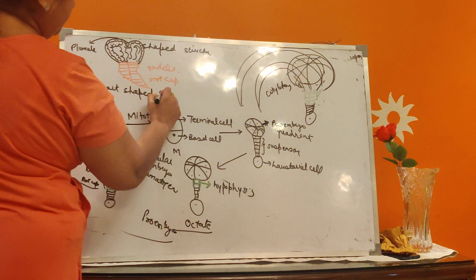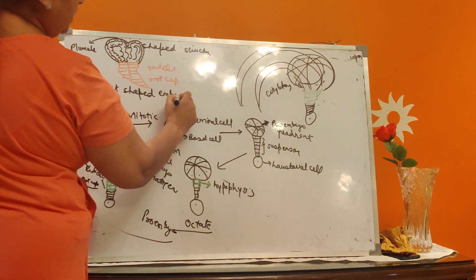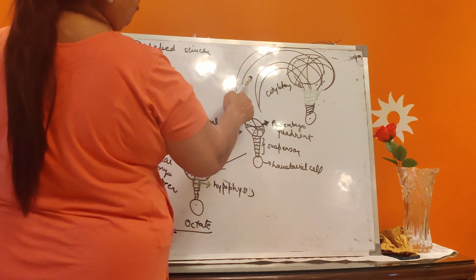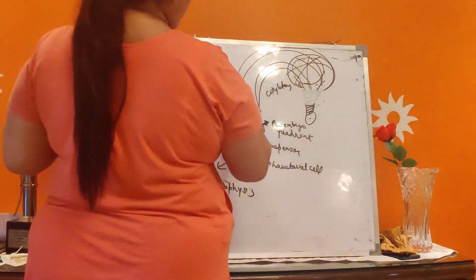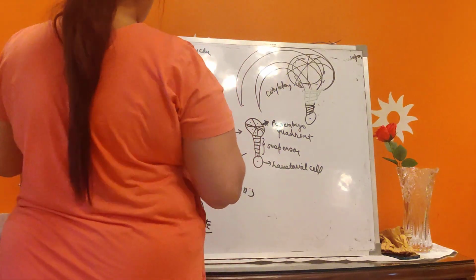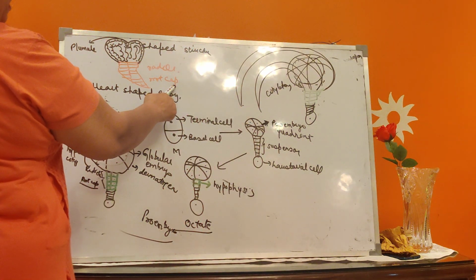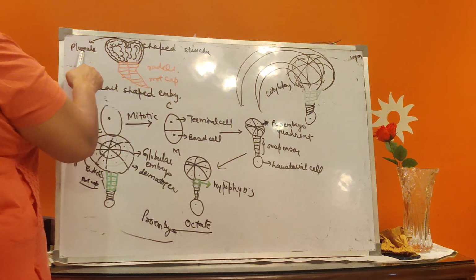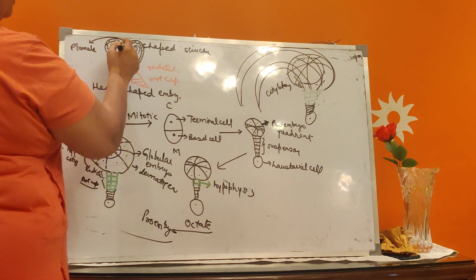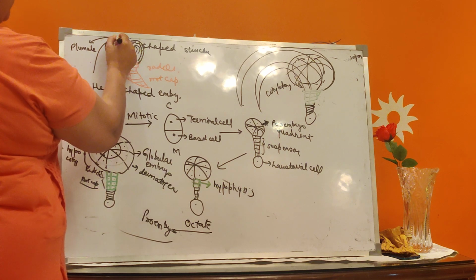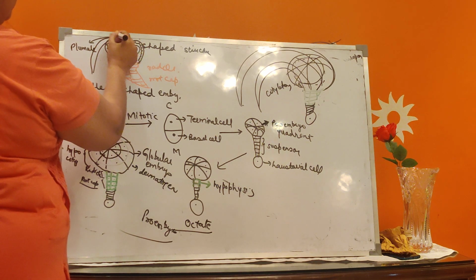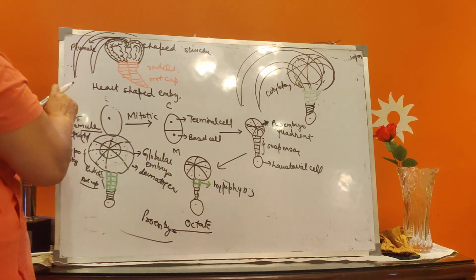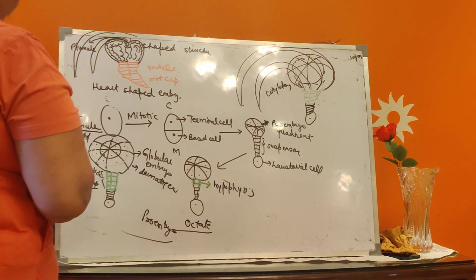This heart shaped embryo finally produces what? These cotyledons. So how many things are there? One is these cotyledons, other is what? Root cap, other is what? Radicle, other is what? Plumule, other is what? These are cotyledons. We can draw cotyledons here also. Finally this is the structure.